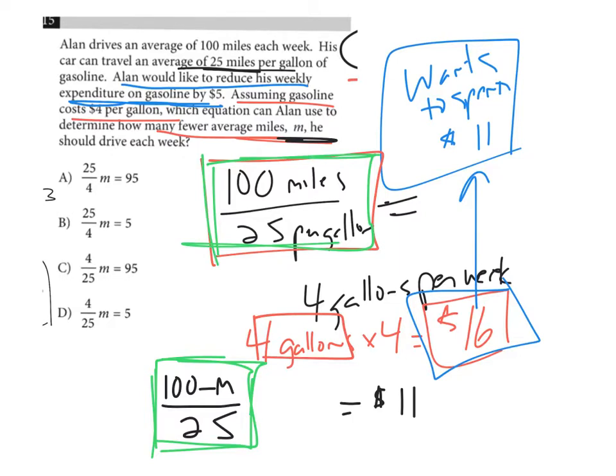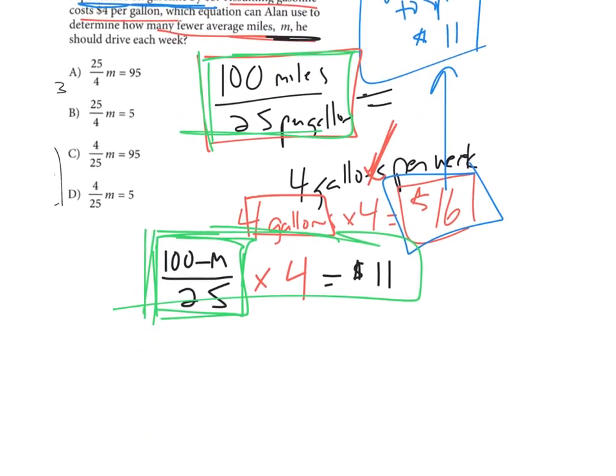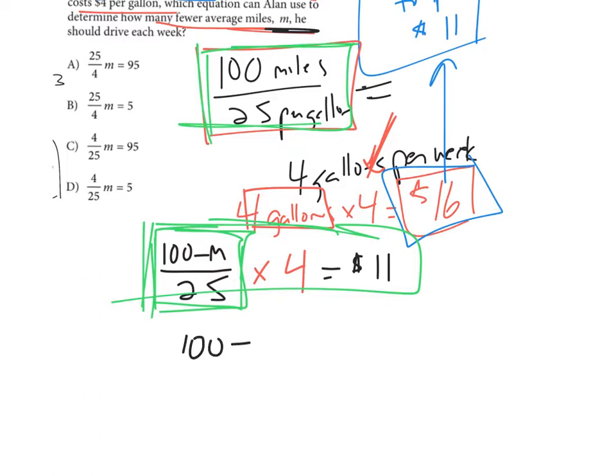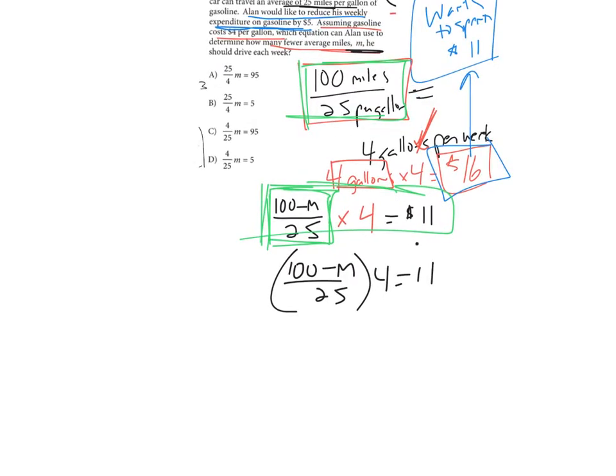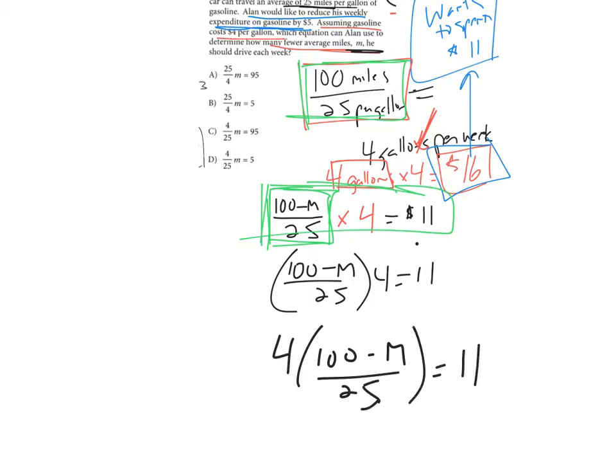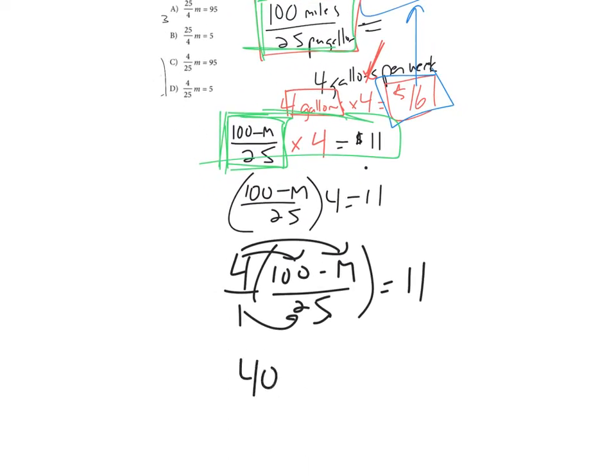Well, I still have to multiply that by the price of the gasoline, so I have to multiply that by the $4 per gallon. So this is the equation that I'm going to use to go about solving for m. I have 100 minus m over 25 times 4 equals 11. Here if I bring the 4 to the front, because you're used to seeing that 4 written before the parentheses, I have 4 times 100 minus m over 25 equals 11. Here I'll distribute, if I put the 4 over a 1, I'm going to multiply 4 times each of those and then 1 times the 25. So I have 400 minus 4m over 25 equals 11.